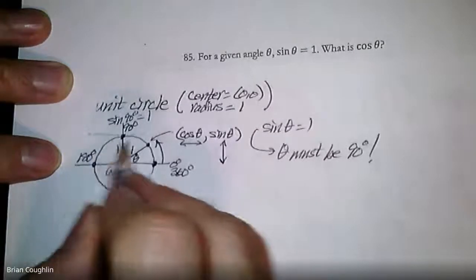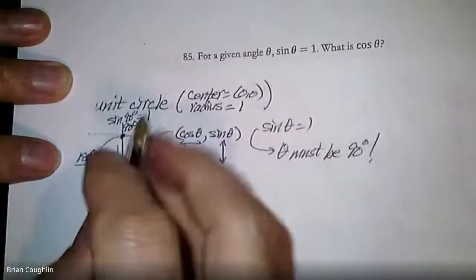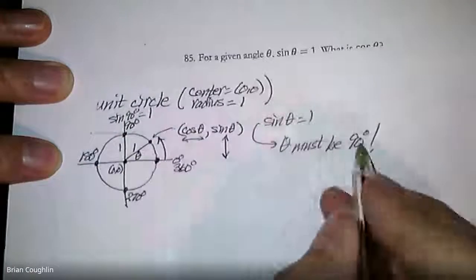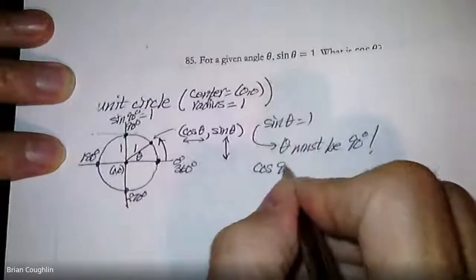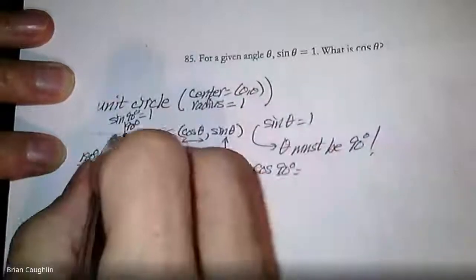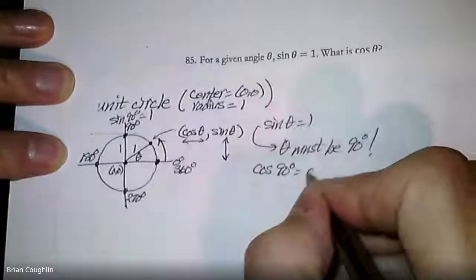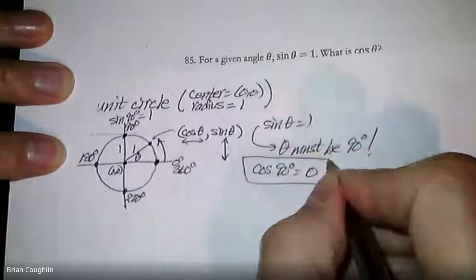But what's the cosine, the left-rightness, if you will, of 90 degrees? Because we know that's our angle. So the cosine of 90 degrees, and we know what that is. It's not over at all. The cosine of 90 degrees must be 0.